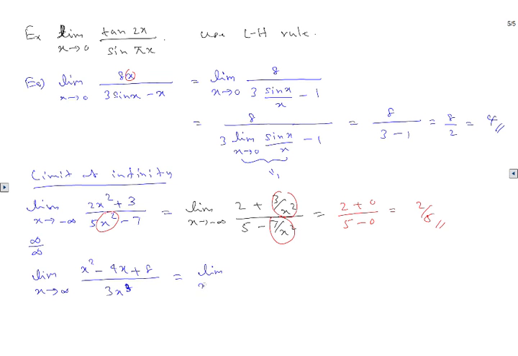The limit as x goes to infinity. You divide by x cubed, so you get 1 over x minus 4 over x squared plus 8 over x cubed, all over 3. When x goes to infinity, all the numerators go to 0. This is a 0 over 3 situation. 0 over 3 is an answer, but it's not the final answer. The final answer is 0.